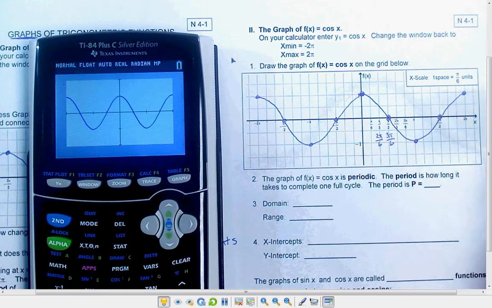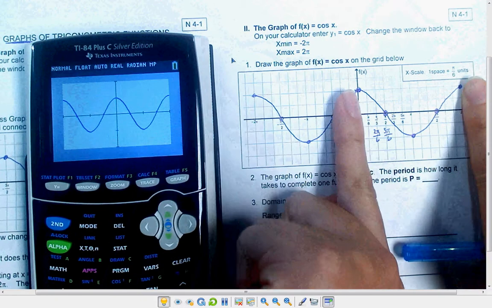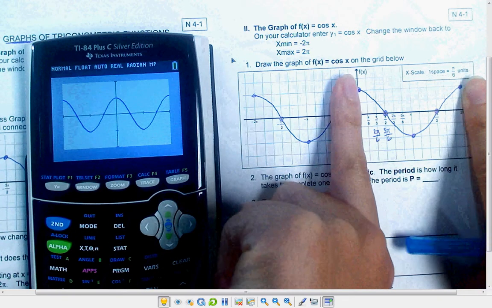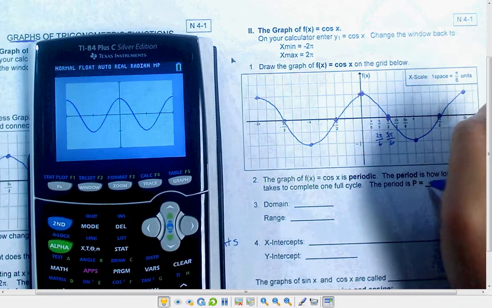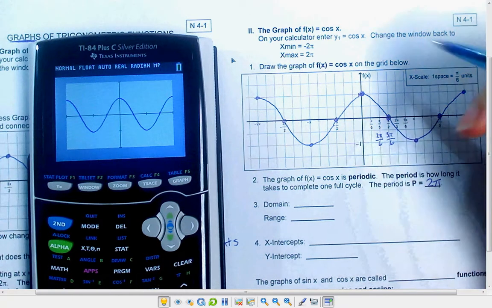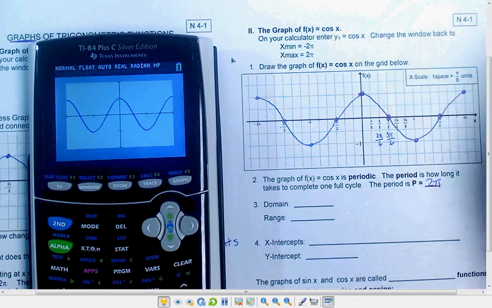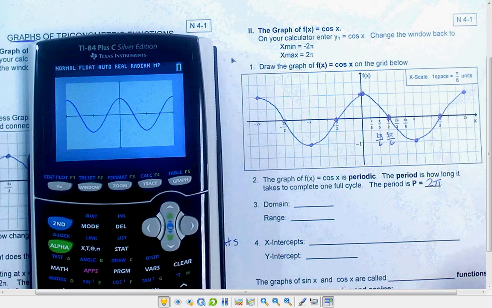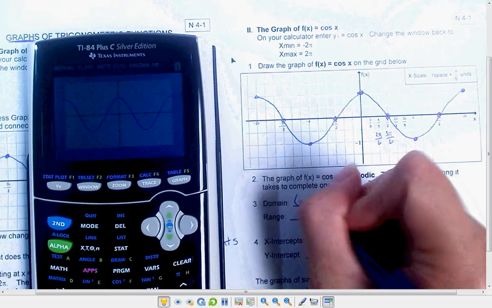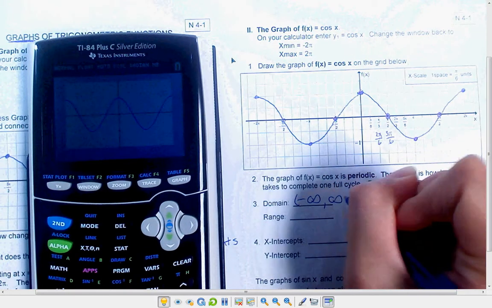So again, this is also a periodic function because it does keep on repeating itself. The section that it's repeating this time is this one right here. Again, it's from 0 to 2 pi, so the period is still 2 pi. And it's going to repeat this shape over and over and over again. So the domain still repeats itself forever. So we're going from negative infinity to infinity.